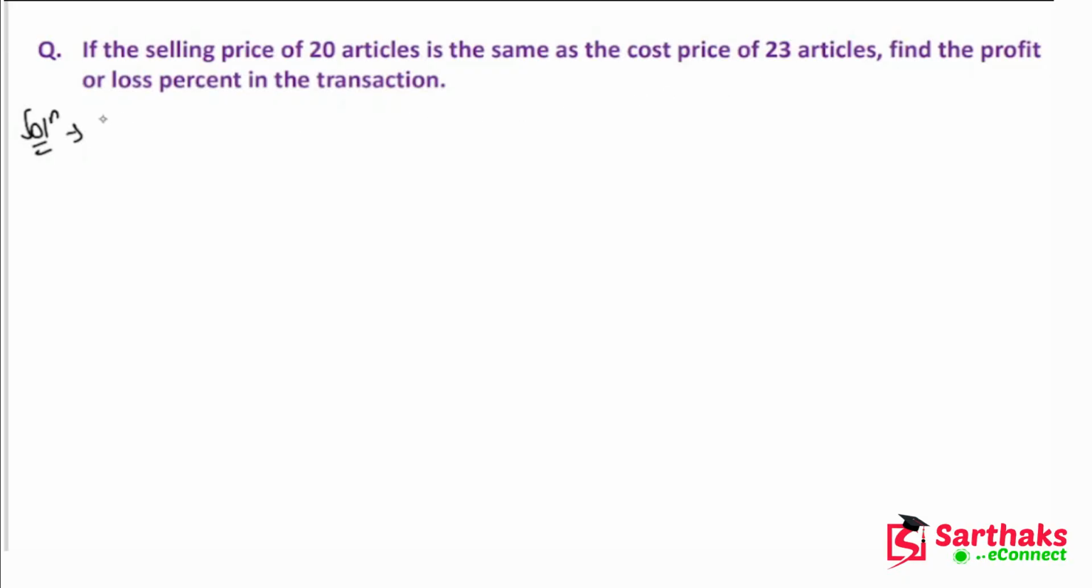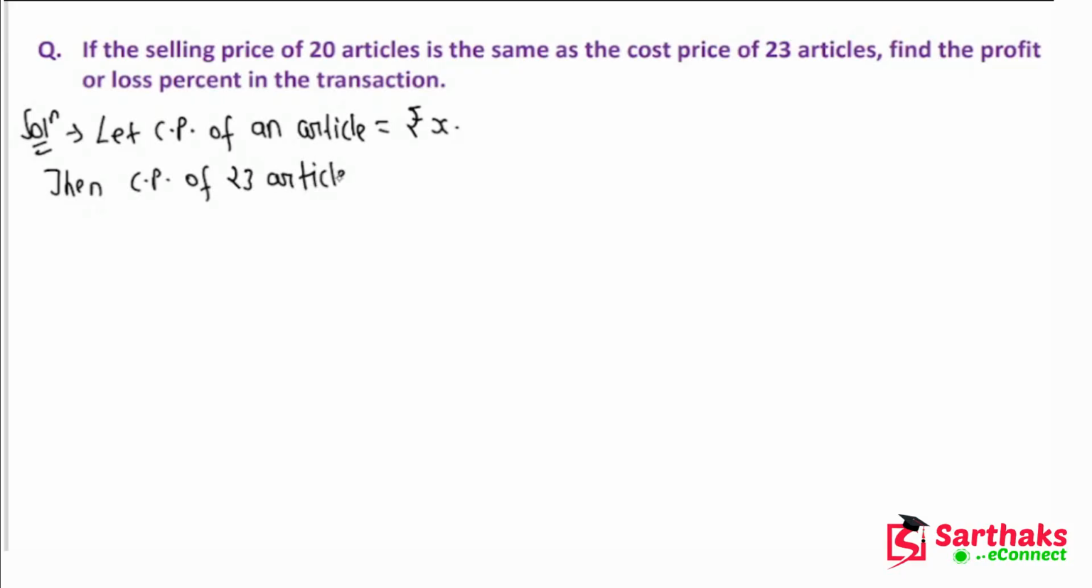Okay, let CP of an article is equals to rupees X, right? Let the cost price of an article is rupees X, then cost price of 23 articles, this will be what? Rupees 23X. Obviously one chocolate is X rupees and 23 chocolates would be 23X rupees. Okay, so that is the total cost price.